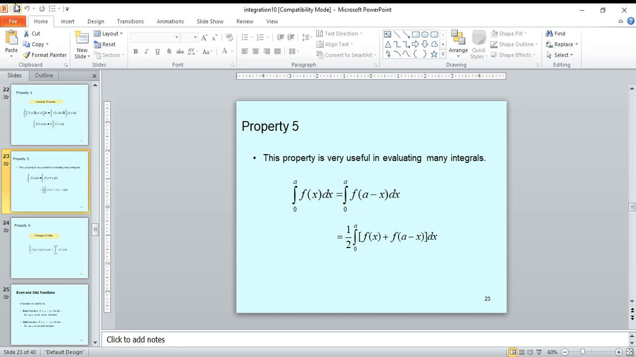Property 5. This property is very useful in evaluating many integrals. Integration from 0 to a of f of x dx equals integration from 0 to a of f of a minus x dx, which equals one by two times integration from 0 to a of f of x plus f of a minus x dx.